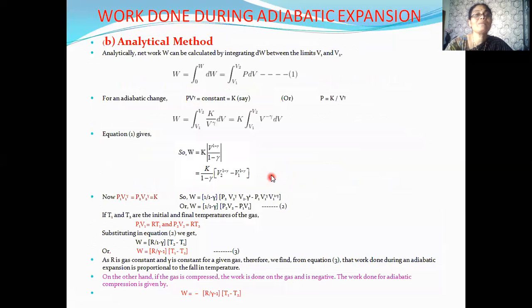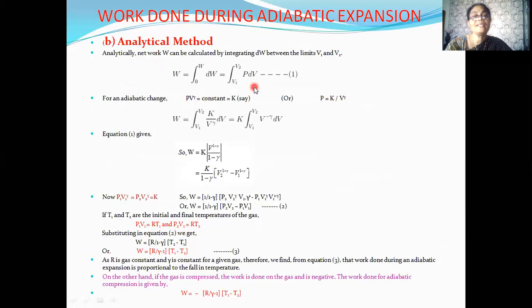Now let's see the next method of calculating the work done during adiabatic expansion, that is the analytical method. Analytically, work done can be calculated by integrating between the limits V1 to V2, where V1 and V2 represent the initial and final volumes. So W is equal to the integral from 0 to W of dW, which is the integral from V1 to V2 of PdV. We know that adiabatic changes are represented by the equation PV to the power of gamma is equal to a constant, or P is equal to K by V to the power of gamma.